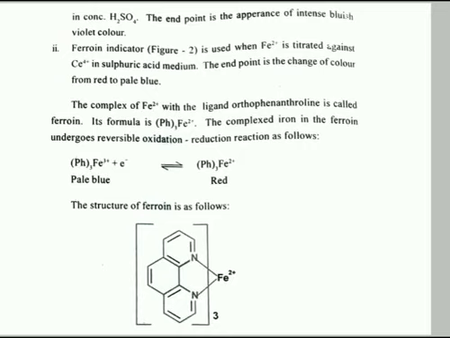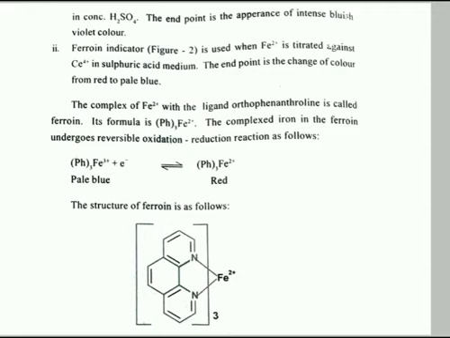Another example is the ferroin indicator, given in figure 2, which is used when Fe2+ is titrated against cerium 4+. We have taken this example already. In sulfuric acid medium, the end point is the change of color from red to pale blue. It is given in the equation. Here the complex of Fe2+ with the ligand orthophenanthroline is called ferroin. Its formula is [(Phen)3Fe]2+. The complex ion in ferroin undergoes a reversible oxidation-reduction reaction as follows.